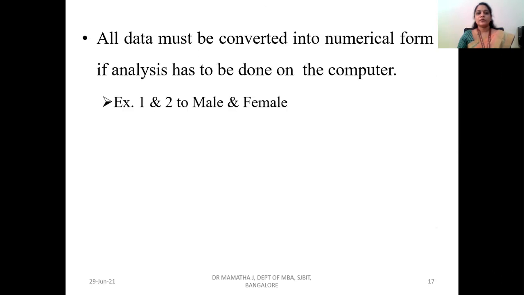All the data used must be converted into numerical form if the analysis has to be done on the computer. As I told you, since we are using some software for the data analysis part, all the data after editing has to be coded with some numerical values. For example, we usually use male and female gender in our questionnaire. So we can code male and female as 1 and 2 respectively. We are coding male as 1, female as 2, not to number or rank, just to classify, just to identify that 1 means male, 2 means female. So this is called coding.